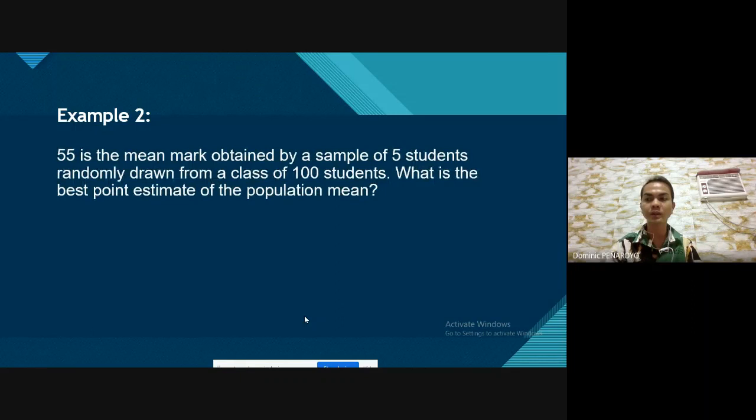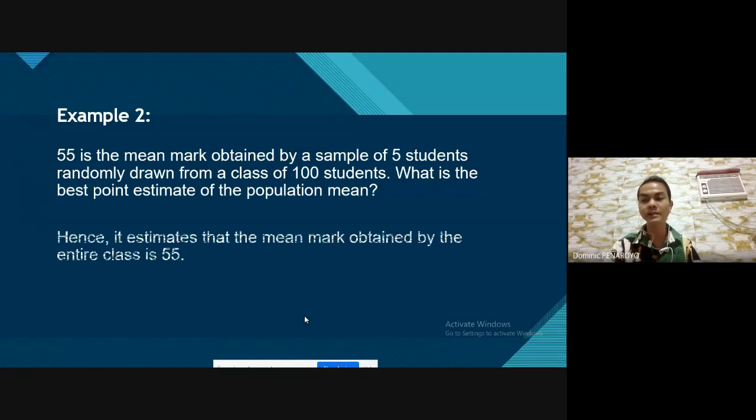Another example. So 55 is the mean mark obtained by a sample of 5 students randomly drawn from a class of 100 students. What is the best point estimate of the population? Right? So again, all you need to do is look for the sample mean in the problem. So the sample mean here is 55, hence it estimates that the mean mark obtained by the entire class is 55. So again, for this given example, the best point estimate is 55.